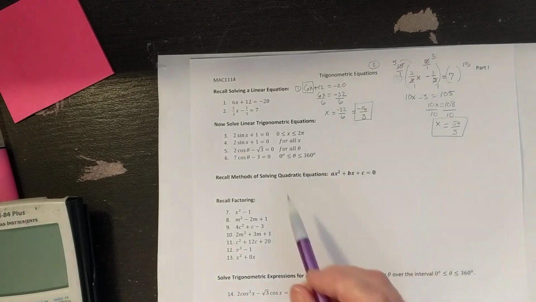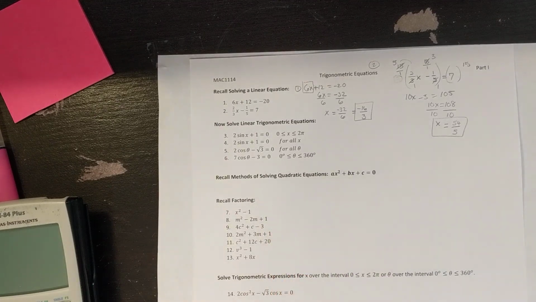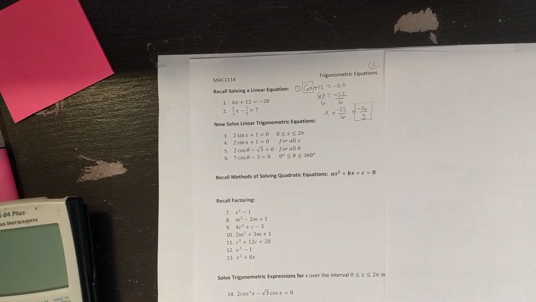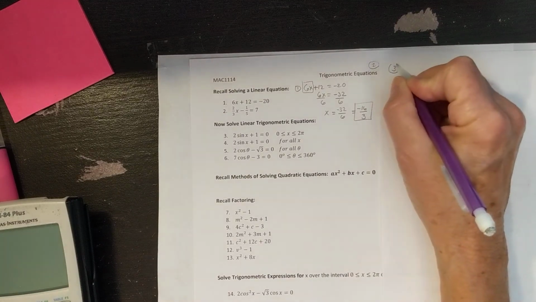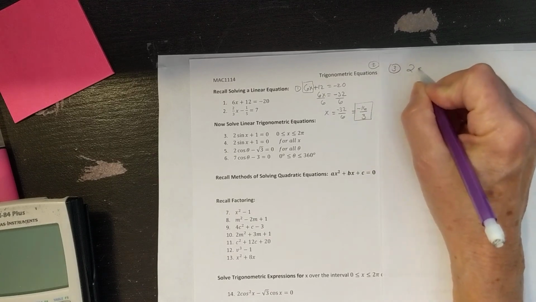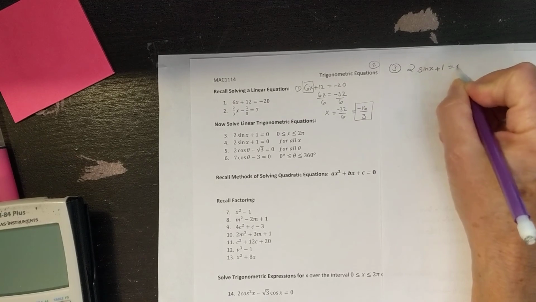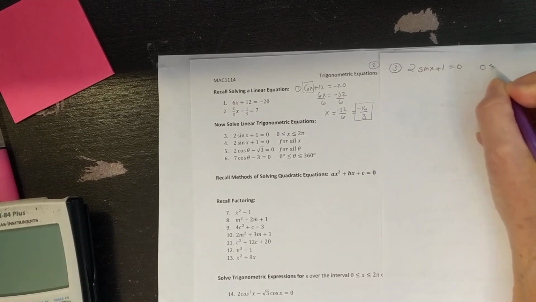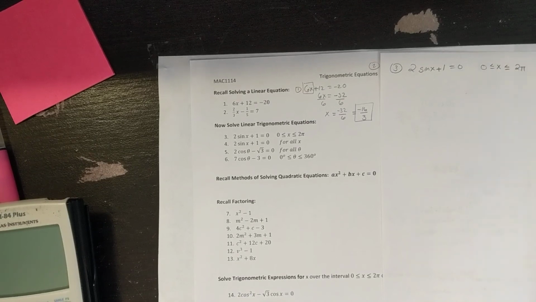The next ones right here are linear equations we're going to solve that involve trig. So here we go. Number 3 goes like this. If we want to solve 2 sine x plus 1 equals 0, and this is for x between 0 and 2 pi, here's our interval we're solving over.